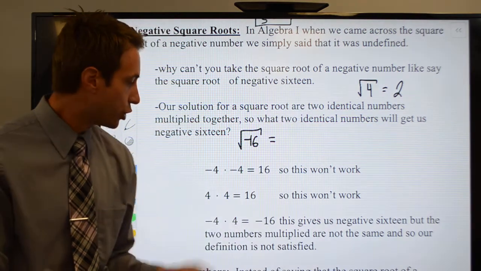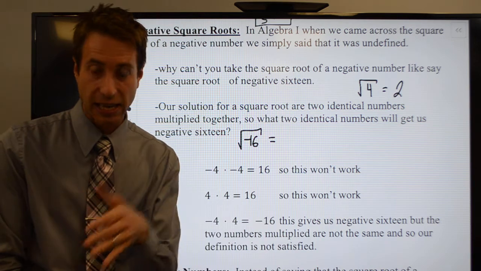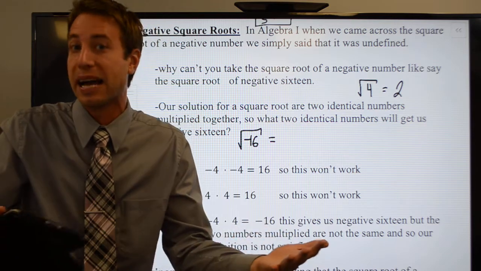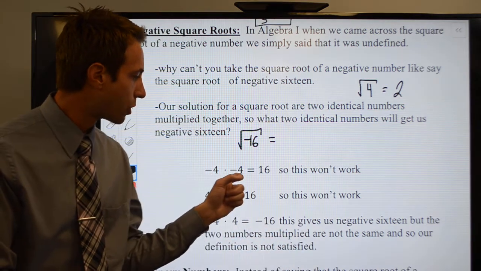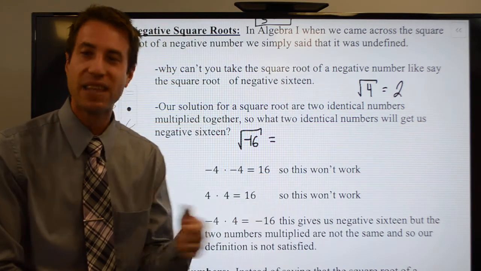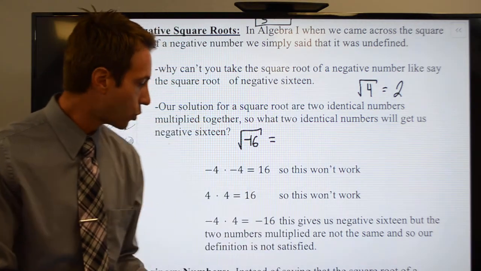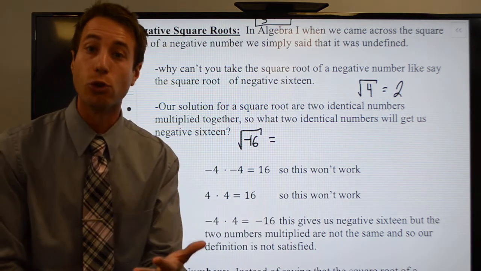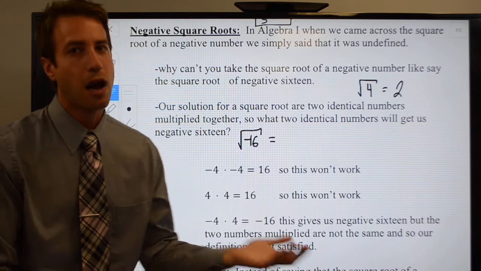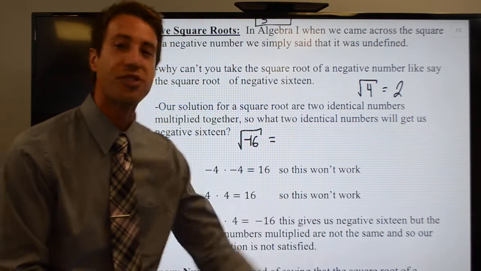I could do a negative 4 times a negative 4. Those are identical numbers, because they have to be the same number. Anytime you square a number, you're multiplying it by itself. So a negative 4 times a negative 4, but when you do that, the negatives cancel each other out, and you wind up with a positive 16. I didn't want a positive 16, I needed a negative 16, so that doesn't work. My other option would be to do a 4 times a 4. Those are identical numbers, but again, a positive 4 times a positive 4 gets me a positive 16, and that's not what I was looking for. I was looking for a negative 16, so that won't work.